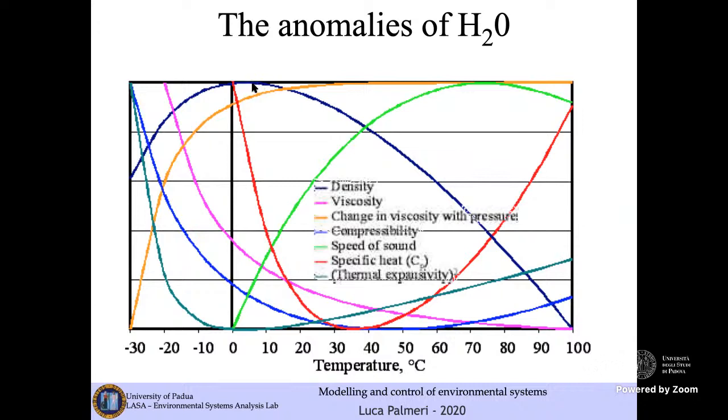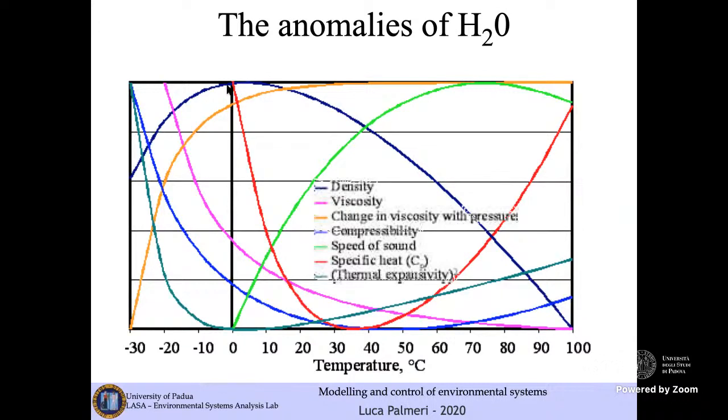This means that this maximum is 4 Celsius degrees, and as I was telling you, if we have ice floating on liquid water, so solid water floating on liquid water, the liquid water beneath the solid is at 4 Celsius degrees. This is why in some extreme conditions, we may find living forms also under ice sheets.